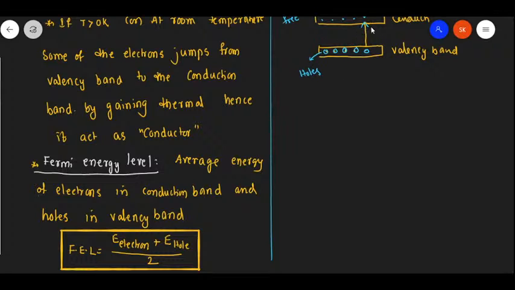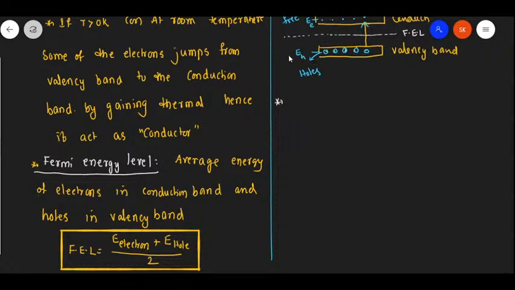And then here you see, these electrons have some energy, for example EE, and these holes also have some energy, that is EH. They have equal energies, that's why their average will be at the middle, right? This is the Fermi energy level. The Fermi energy level is at the center of the valency band and conduction band. If you find the average of these two energy levels, this energy plus this energy, you will get the middle.